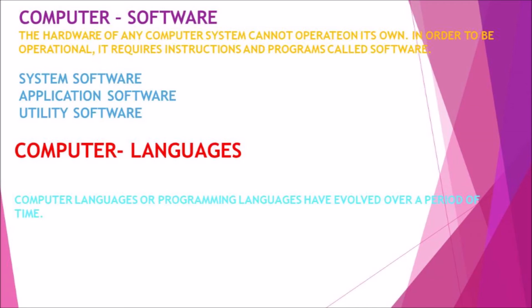And the next one is computer languages. The computer can understand only certain languages, that is, it may be machine language, assembly language, or high level language. Computer languages or programming languages are a set of commands or instructions used by the developer to make software in order to communicate with the computer. For communicating with the computer, these programming languages are used.